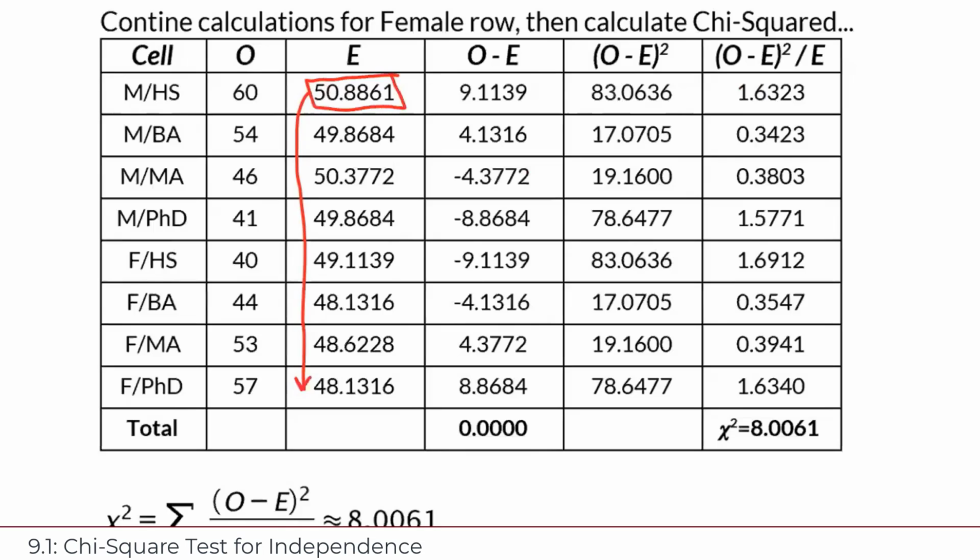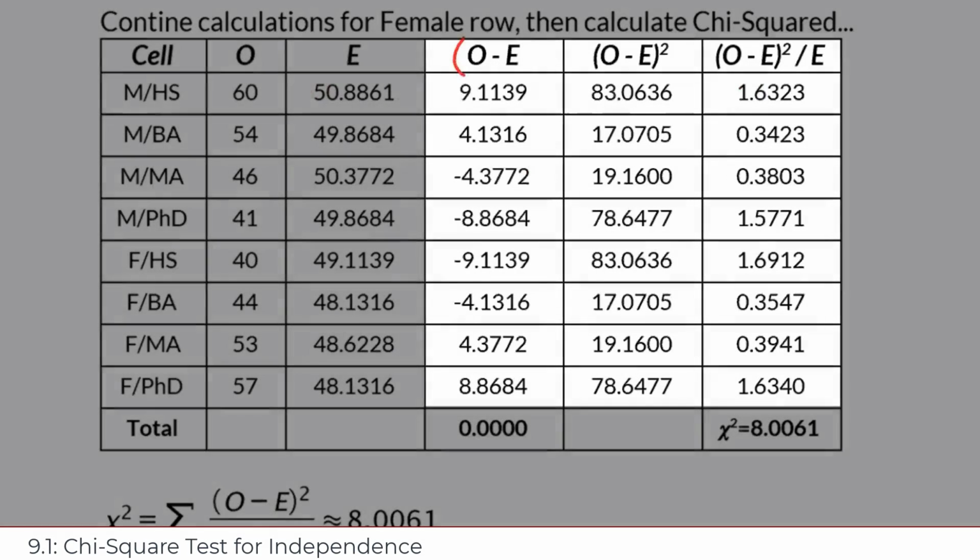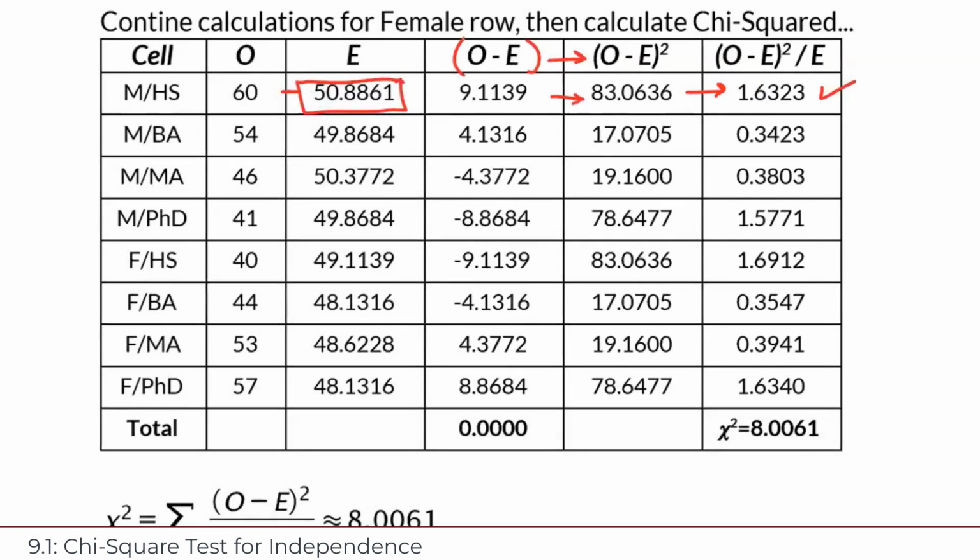Now we can calculate chi-squared. So we take the difference of our observed and our expected. So you subtract these two numbers. Then you square that value, and then you divide that squared value by the expected, by the theoretical, and that gives you this number.